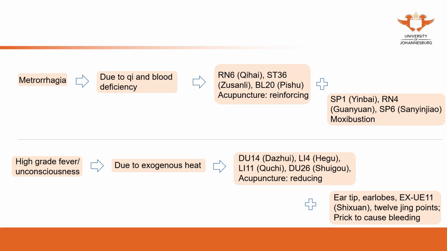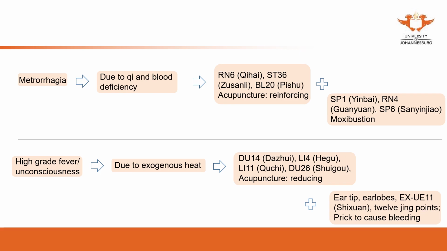In the meantime, we can prick to cause bleeding on the Shixuan (十宣) acupoints, the 12 Jingwell points, the ear tip, and the ear lobes. This can help for emergency, for acute condition.